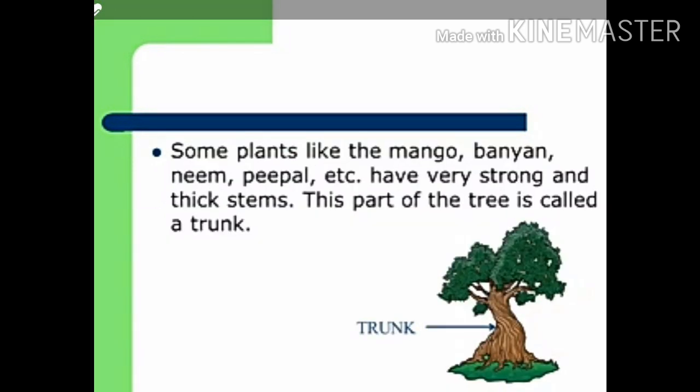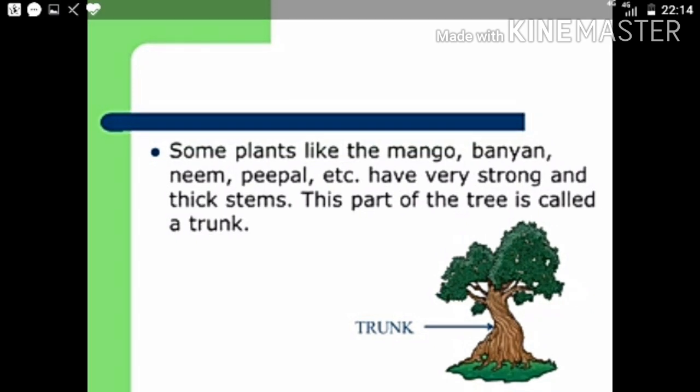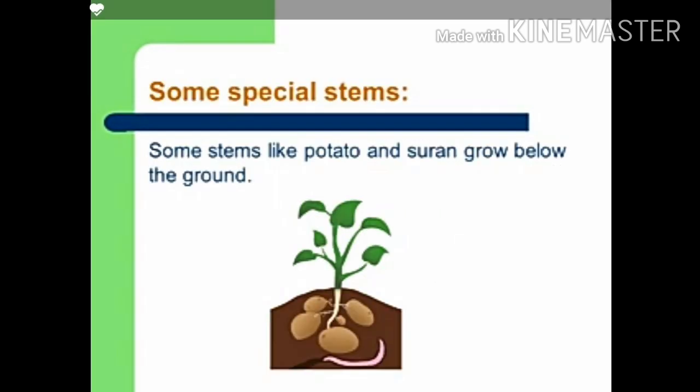Some plants like mango, banyan, neem, peepal, etc. have very strong and thick stems. This part of the tree is called a trunk. As you see in this picture, here the stems are very strong and thick. Now, let us learn about some special stems. Some special stems like potato and ginger grow below the ground.